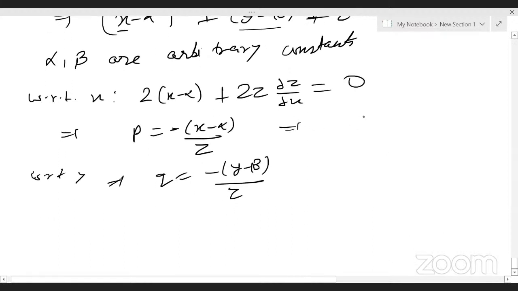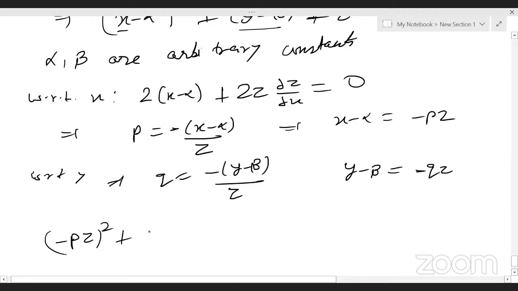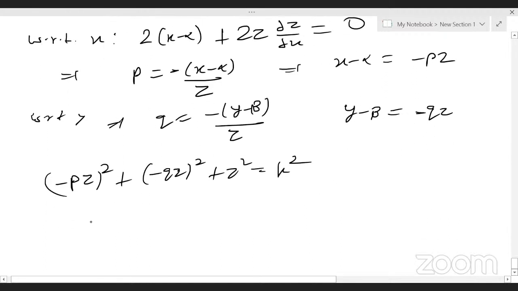Or you can also say that x minus alpha is equal to minus pz, y minus beta is equal to minus qz. Now if I put this in the original equation, (x minus alpha) square plus (y minus beta) square plus z square equal to k square, you will get (pz) square plus (qz) square plus z square is equal to k square. From this, z square (1 plus p square plus q square) is equal to k square.